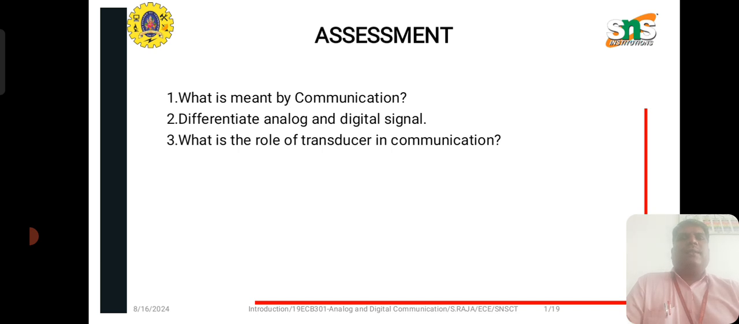After this you have some minimum level of assessment. Based on my class, you know what is meant by communication. Communication is the process of transmitting some information from sender to receiver. Next, differentiate analog and digital signal. You know analog is continuous in time, and discrete in time is called digital signal. What is the role of a transducer? The transducer will convert some analog signal into a suitable form of electrical signal which is needed on the transmitter or the receiver side.